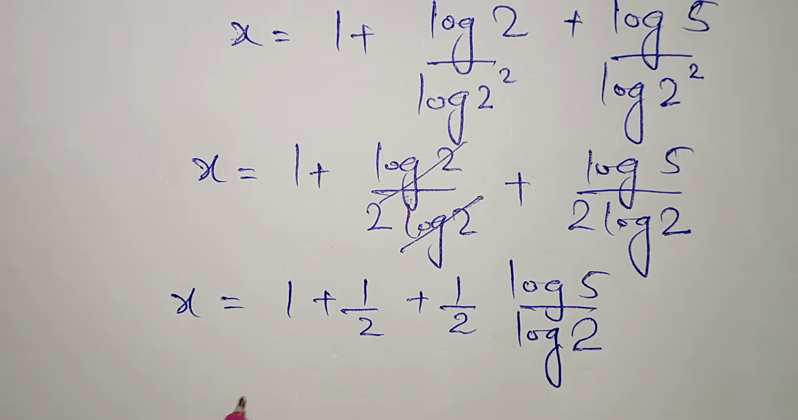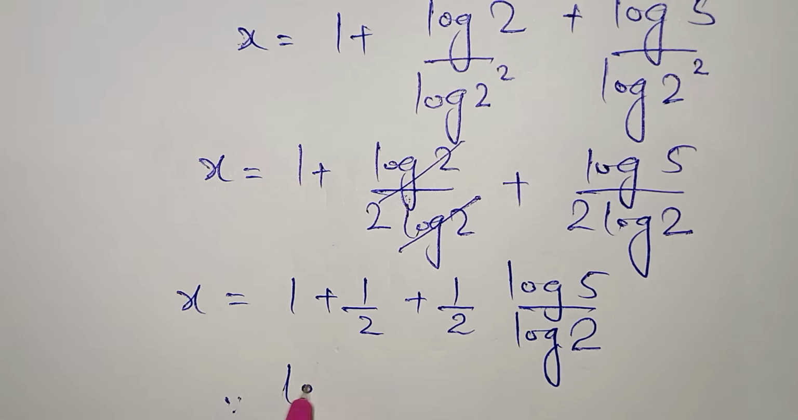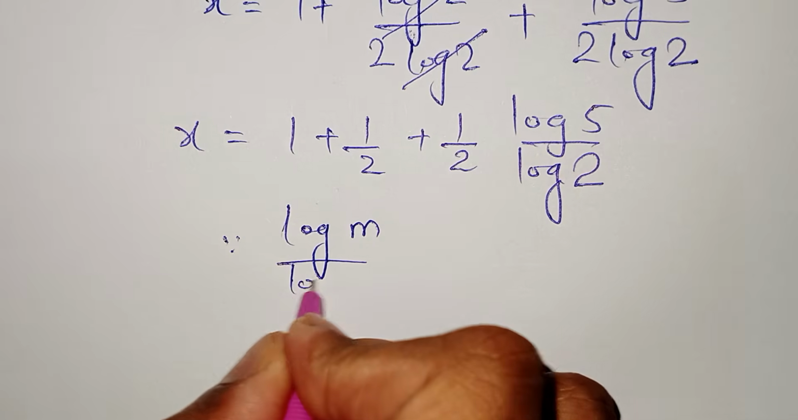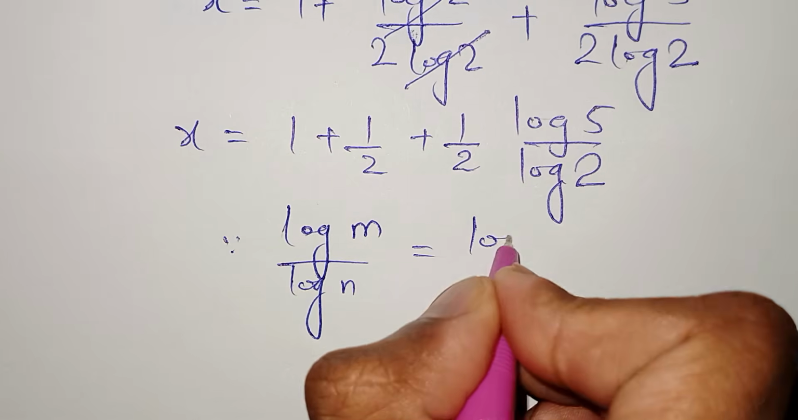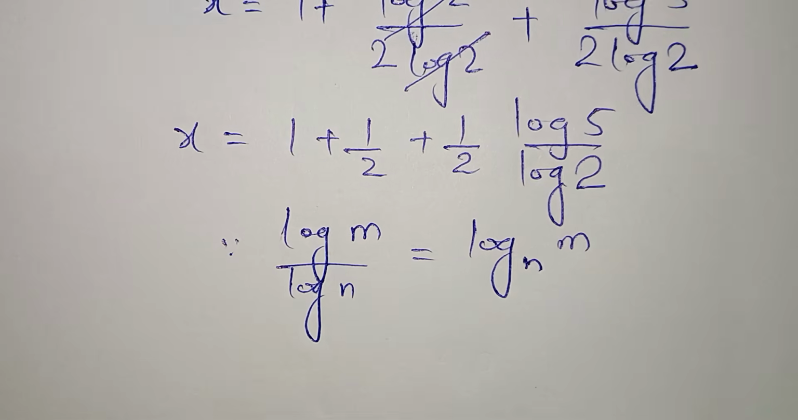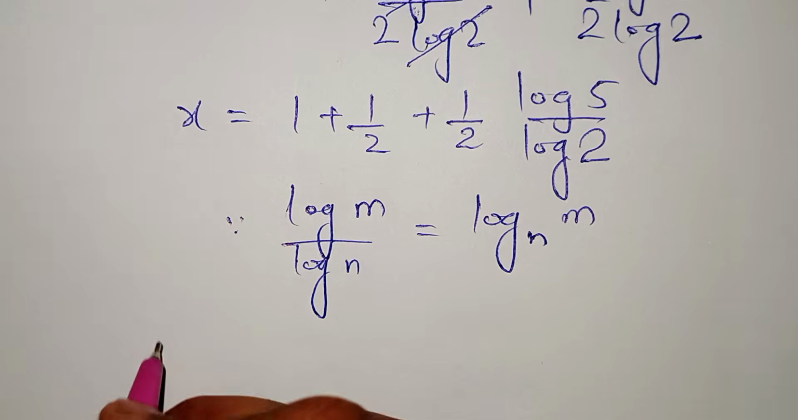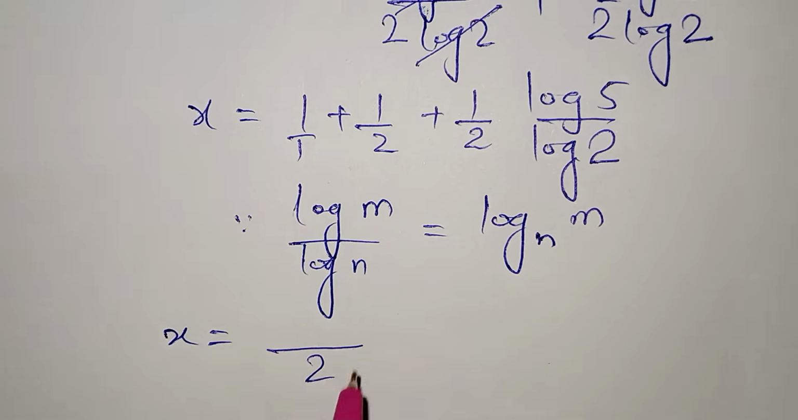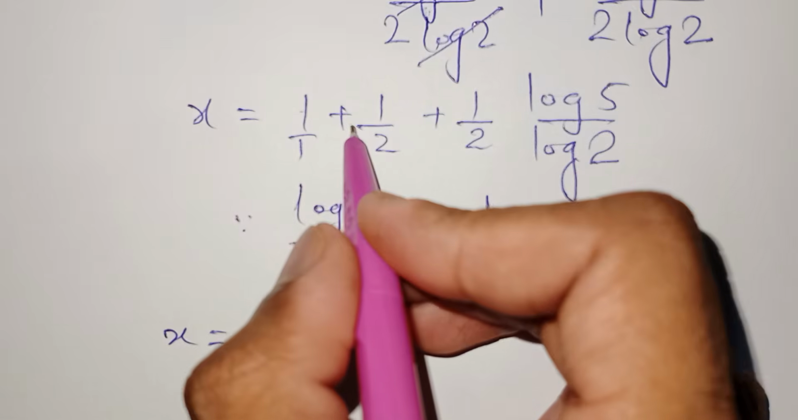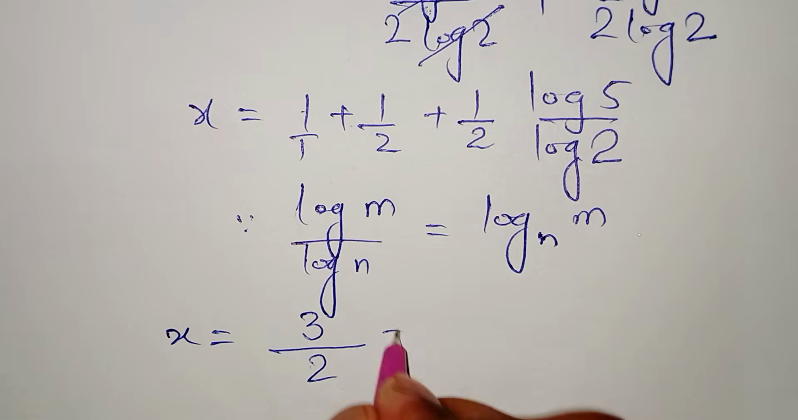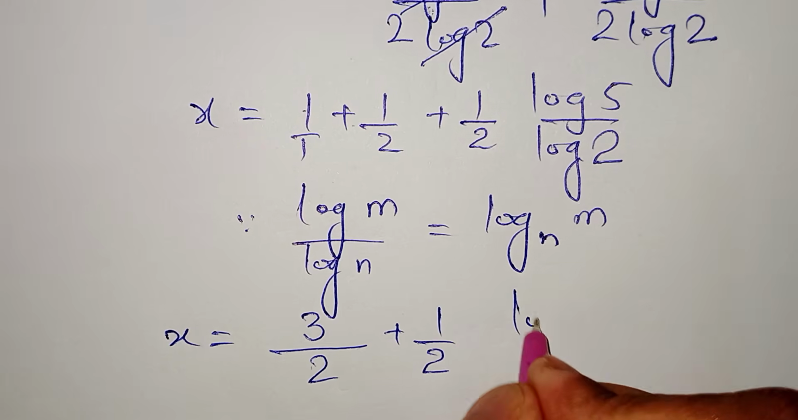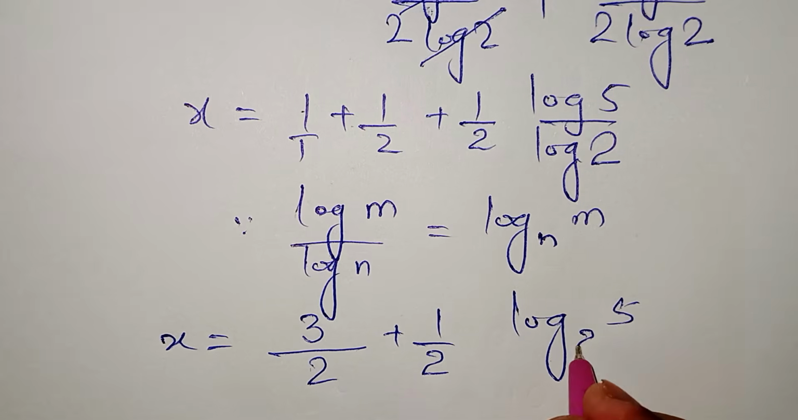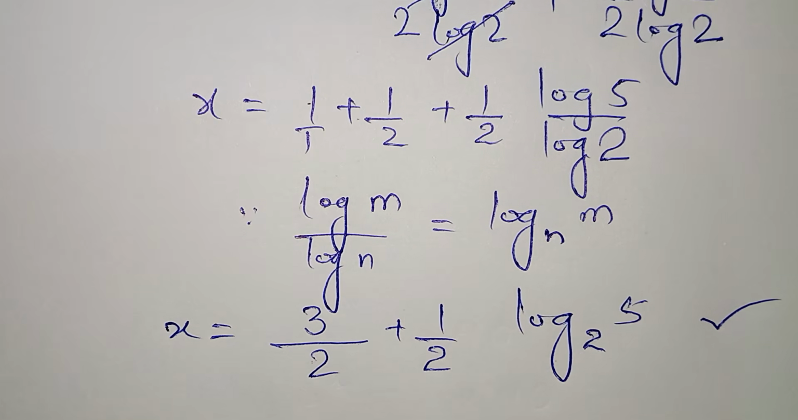Now use the quotient rule formula: log of m over log of n is equal to log of m with the base n. So our final value of x equals, taking 2 as LCM, 1 into 2 is 2, 2 plus 1 is 3 by 2, plus 1 by 2 log of 5 with base 2. So this is the final value of x.